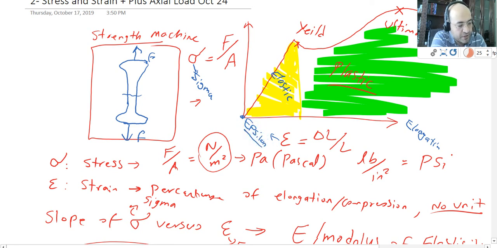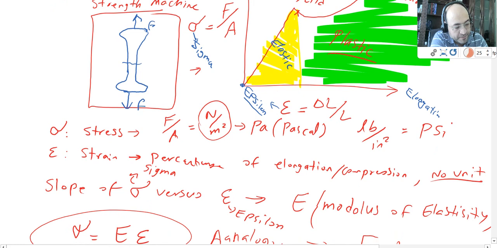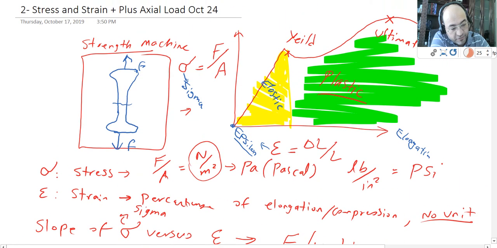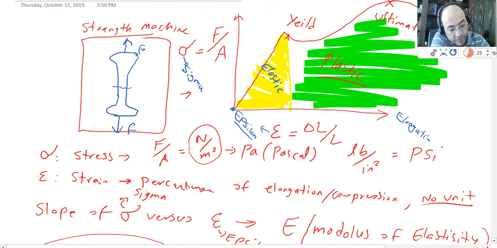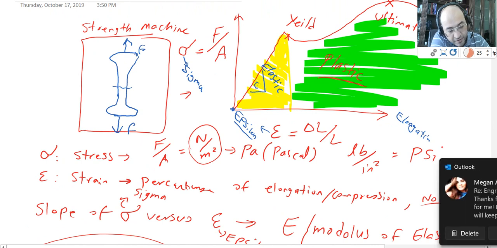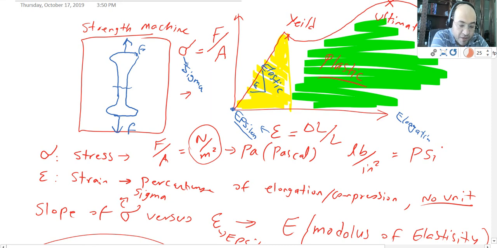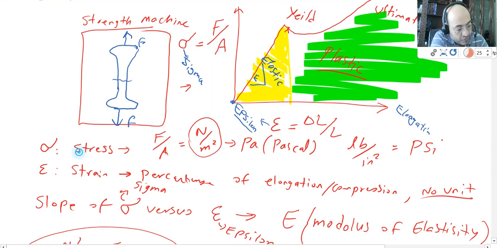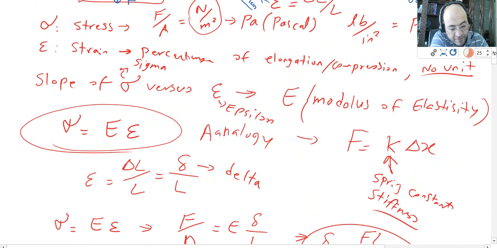Now, on the linear relationship, as I said, sigma is the stress, and epsilon is the strain. And the slope of this line, if this is sigma and this is epsilon, the slope of this line is E, meaning that E is the modulus of elasticity. Basically, in a spring, we can say F is equal to K delta X. Coming back from physics, if I have a spring like this and I apply a force to it, it will be elongated by a distance delta X. The K is the spring constant, or the stiffness of the spring.